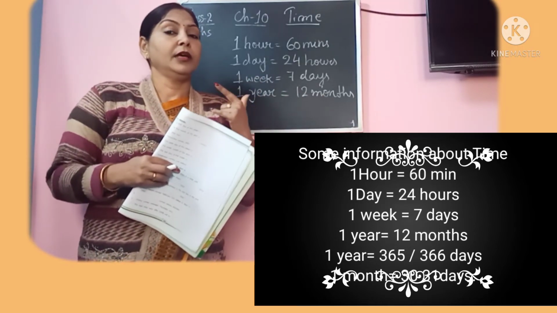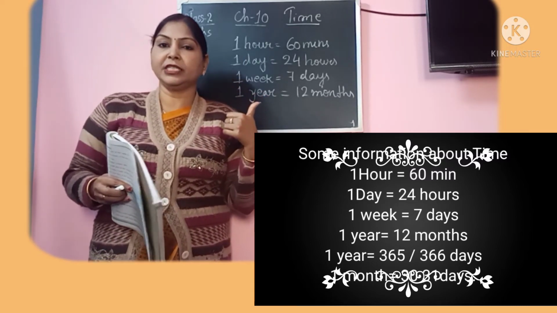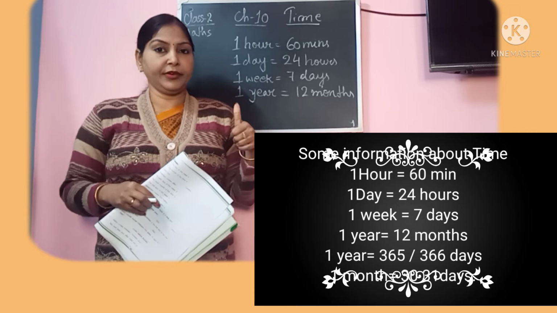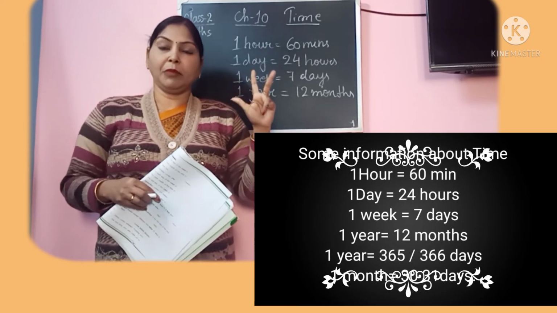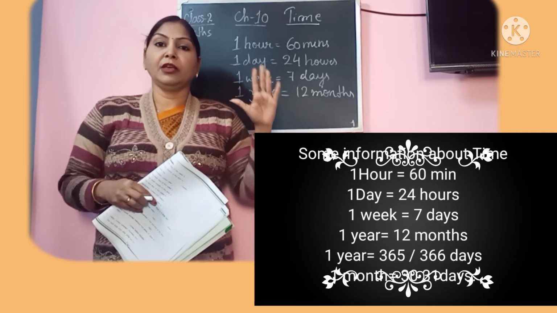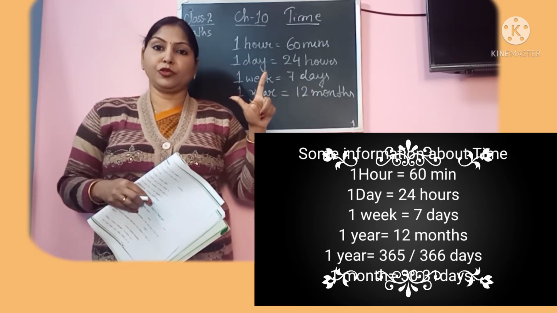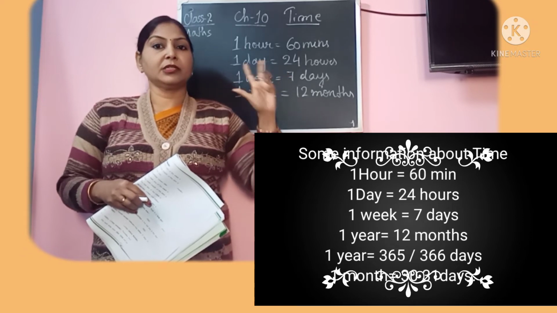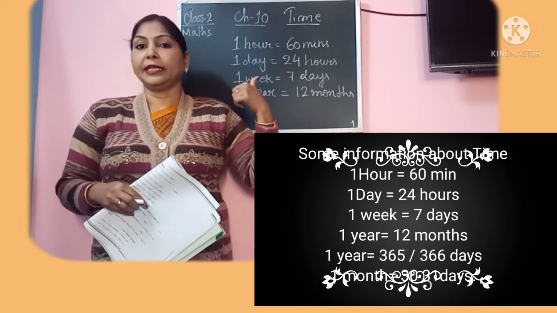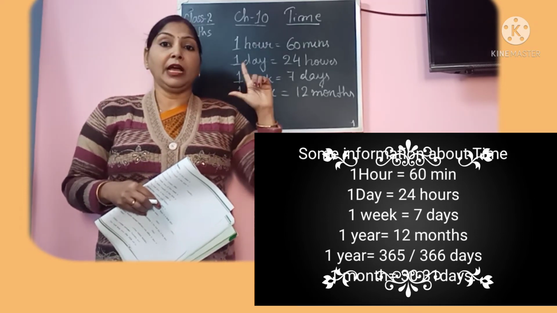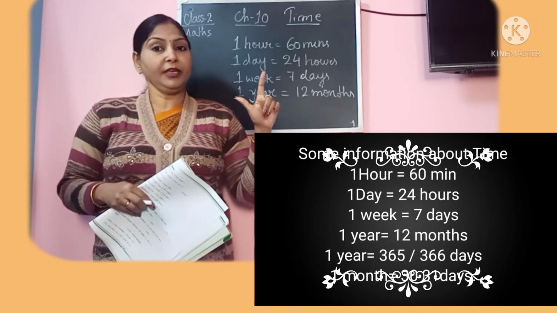And what are the names of the months? We will start. First month of the year is January. Second is February. Third March. 4th April. 5th May. 6th June. 7th July. 8th is August. 9th September. 10th October. Then 11th November. And 12th is December. Okay. These are the 12 months of the year.